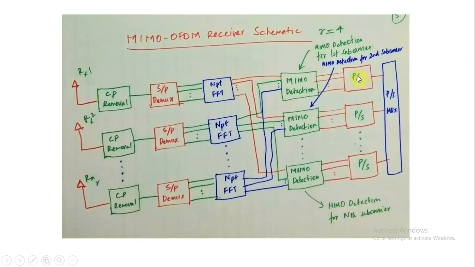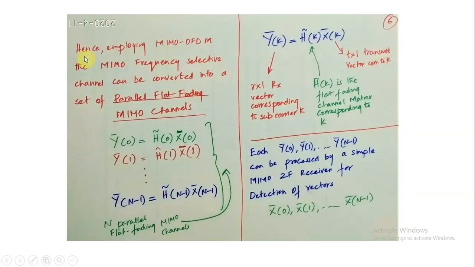The output goes to the parallel to serial conversion, and then all are multiplexed together, and we have a serial stream of data coming out here, depending upon what was transmitted at the transmitter side. So in this example, we have R equal to 4. Hence, employing the MIMO OFDM system, the advantage is the MIMO frequency selective channel can be converted into a set of parallel flat fading MIMO channels.